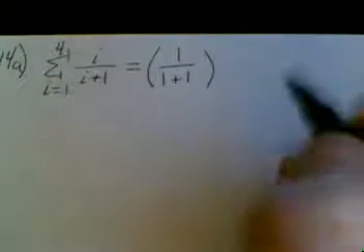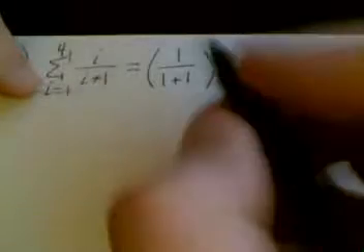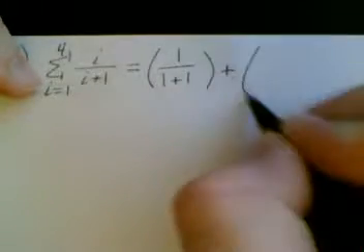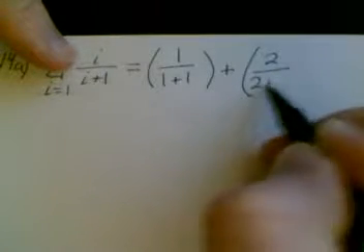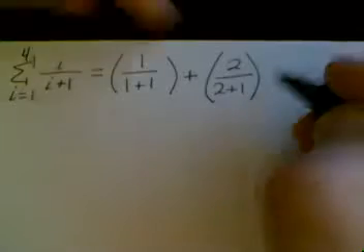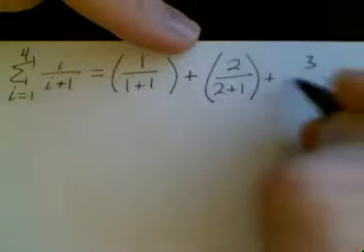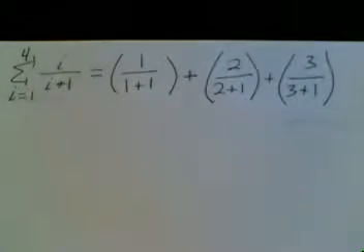The next thing I want to do is plug in 2. Why 2? Well, because it's the next number after 1, so plus. What happens when I plug in 2? Well, I get 2 divided by 2 plus 1. Now what happens when I plug in 3? Because 3 is the next number, I get 3 over 3 plus 1. And now I'm going to plug in 4, because that's the next number.